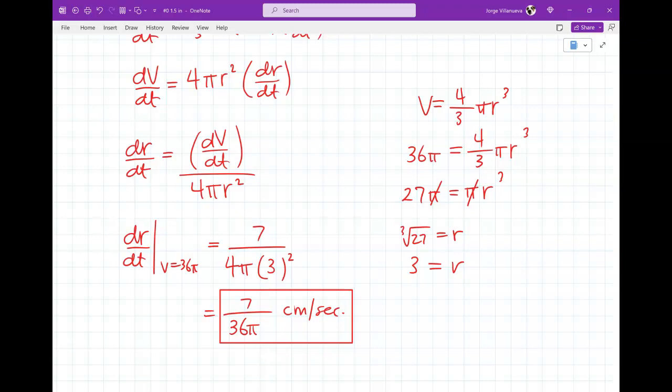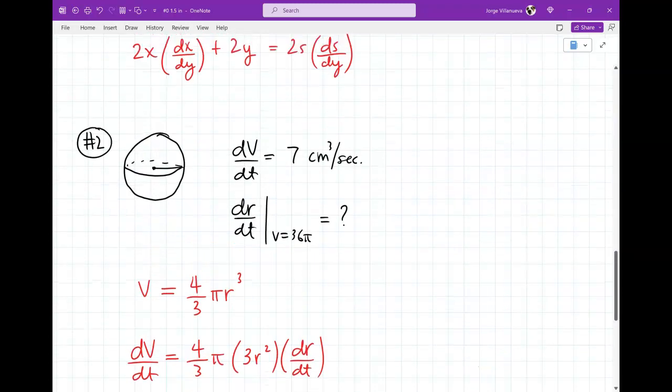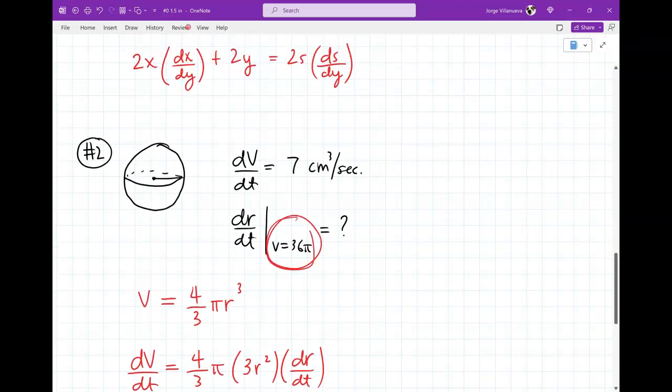You had a question? That's in the problem. It says, what is the rate of change of the radius at the instant the volume equals 36 pi? So I put it right here. They told that to me. Volume is 36 pi. So at that moment, I can figure out my radius by using the formula for volume.